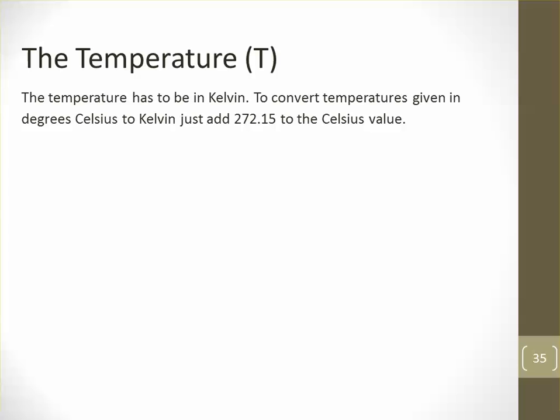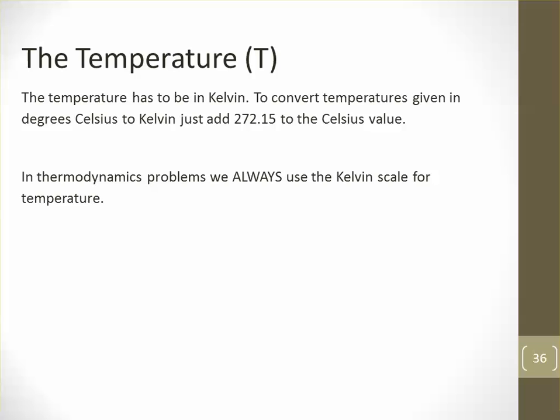The temperature has to be in Kelvin. To convert temperatures given in degrees Celsius to Kelvin, just add 272.15 to the Celsius value. 1 Kelvin, we don't say degree Kelvin, 1 Kelvin is equal to 1 degree Celsius. So one of the consequences, though, is even though I caution you to always use the Kelvin scale, if you're ever working with a difference in temperature, Celsius will still give you the right answer, as long as you're working with a difference. But to be safe, I recommend that you always convert to Kelvin.